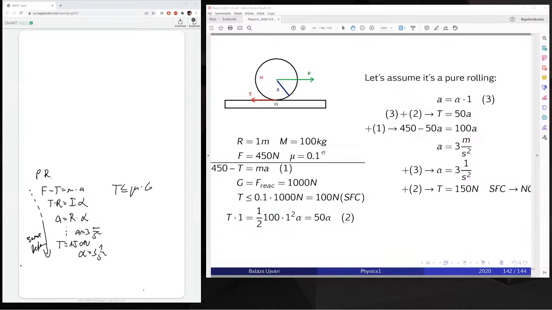But the upper limit for the static friction is 100, which means it can't be static friction, because we would need 150 for pure rolling, but we have only 100. So it will slip like a wheel on an icy road. In this case, we have to forget the pure rolling.